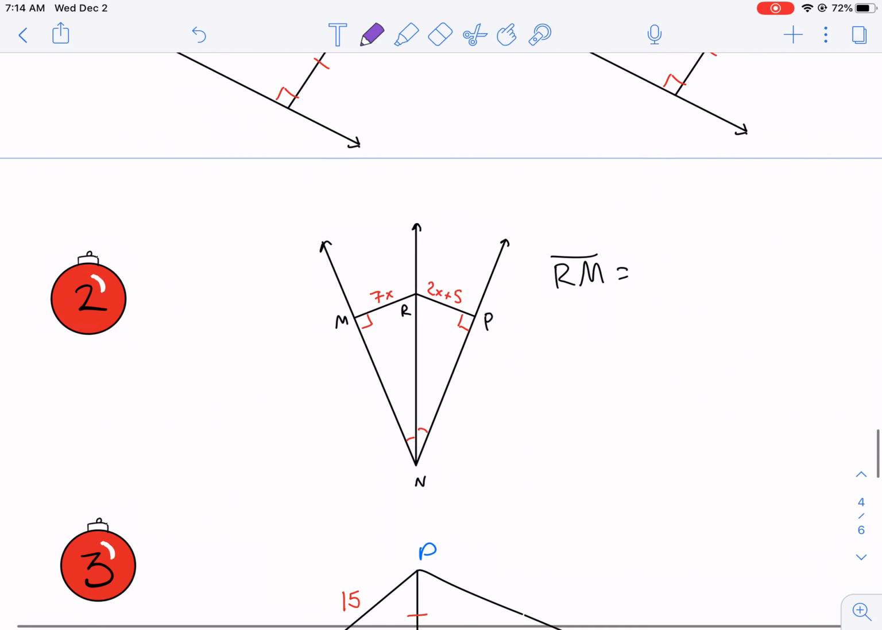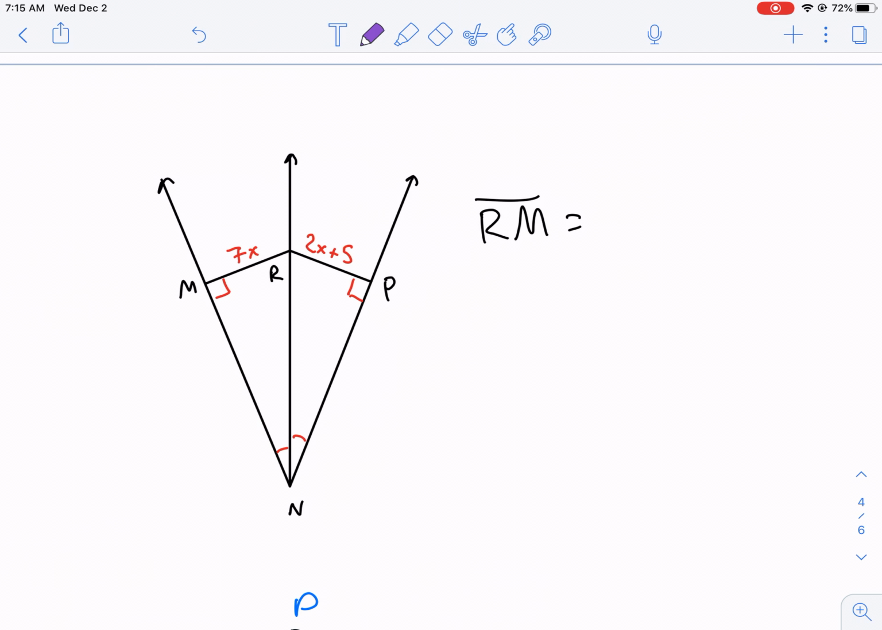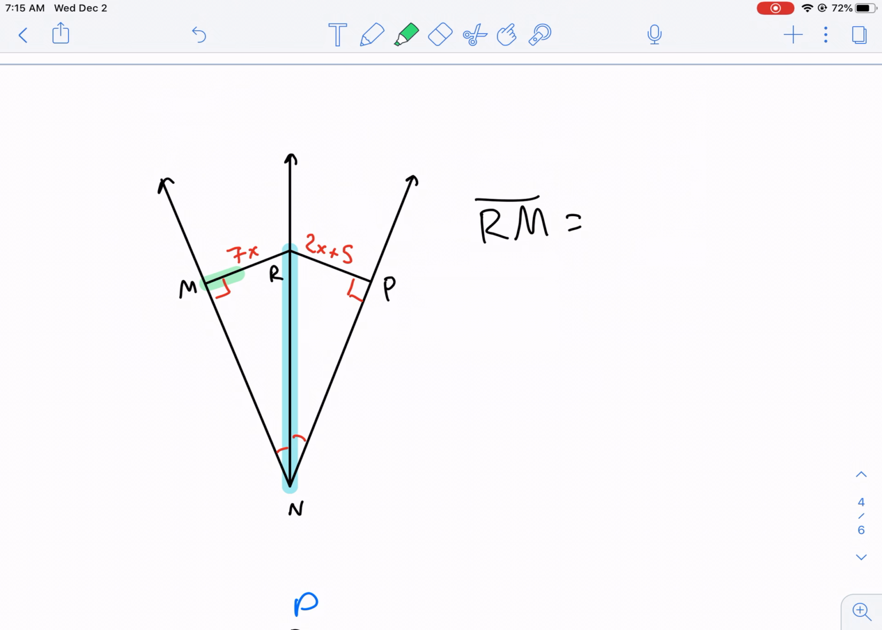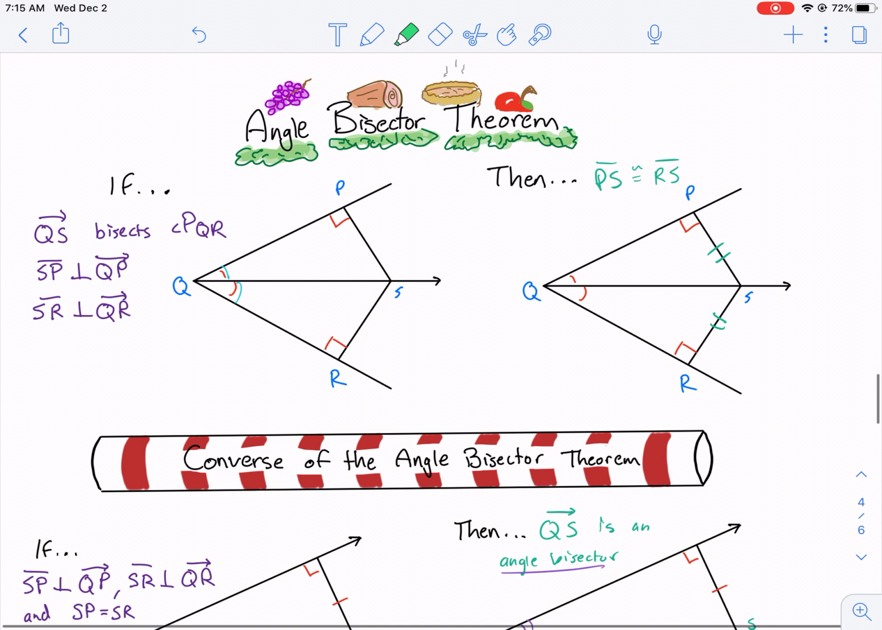Okay, so we're at the second ornament. Don't you like these ornaments? Designed them myself, by the way. Okay, so we have RM, and we're trying to find that. We've got a lot going on here. Guess what? We've got an angle bisector. That's pretty cool. We have perpendicular lines. That's pretty cool. So we're basically going to use this first property here, the angle bisector theorem.